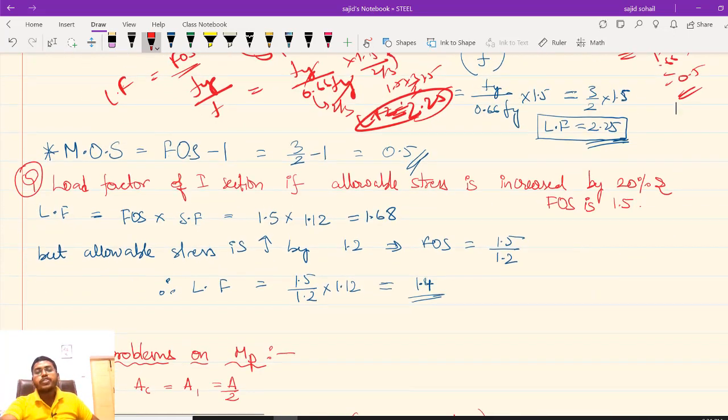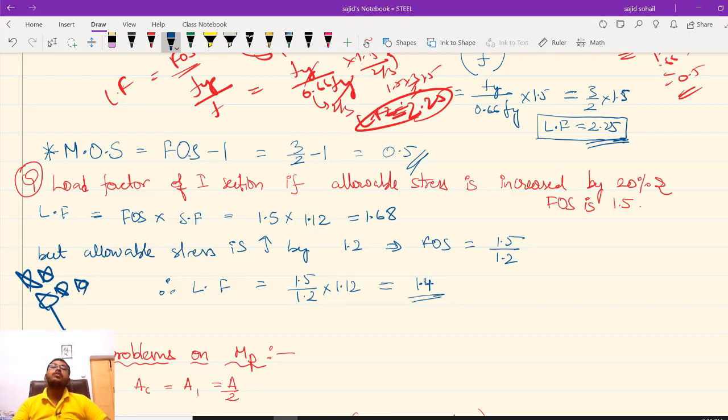Now see this interesting question. After that I can stop. This is a very important question. Give it 5 stars. Ask it in ESE and get. Okay, load factor of I section if allowable stress is increased by 20% and factor of safety is 1.5. So he is not asking load factor of an I section. अगर question पूछता what is load factor of an I section, it will be nothing but factor of safety into your shape factor.